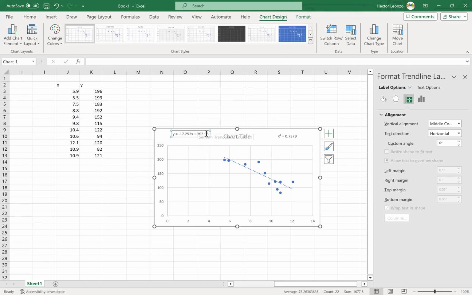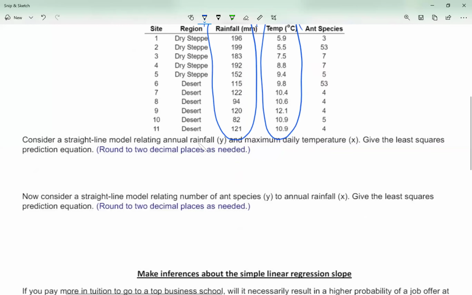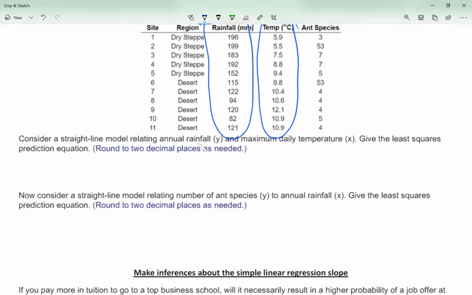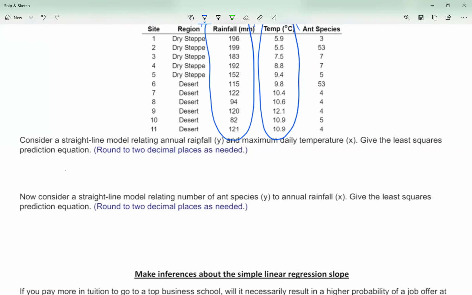So my beta zero is the number that doesn't have an x. I'm going to call that 302.93. My beta 1 is the number that comes with the x. I'm going to call that negative 17.25. Let me come back here. It says give the least squares prediction equation. So I'm going to write that y hat is equal to my beta 0, the number that doesn't come with an x, rounded to 2 decimal places.